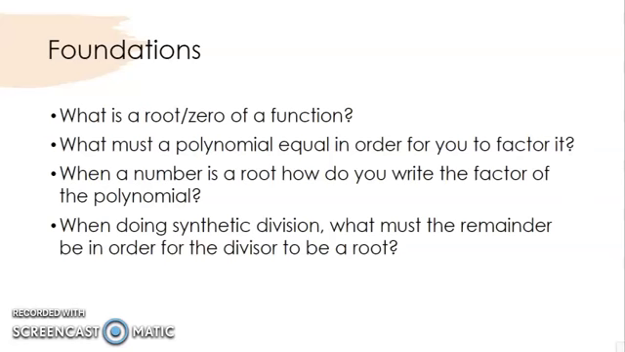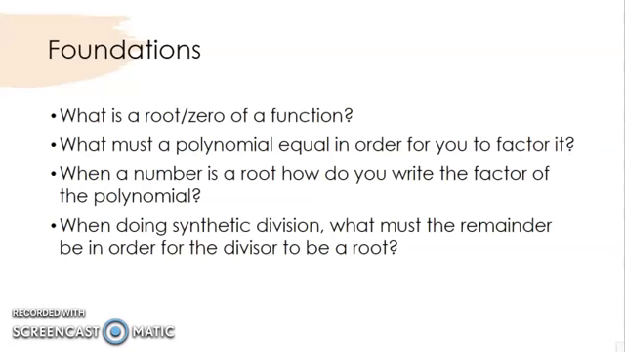When a number is a root, how do you write the factors of the polynomial? Basically, if you know that the root or the zero of the function is like 5, you would write x minus 5. So you take an x, you write a minus sign, and then you write the root next to it. And finally, when doing synthetic division, what must the remainder be in order for the divisor to be a root? The remainder must be 0. That means that it divided evenly into that.